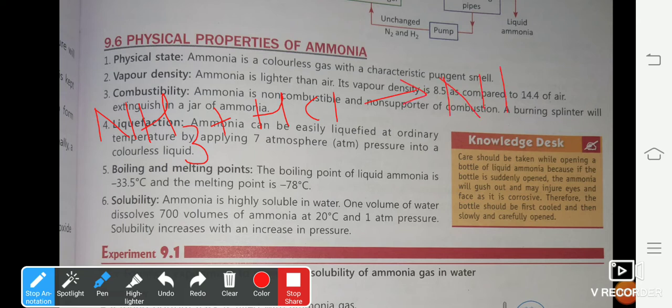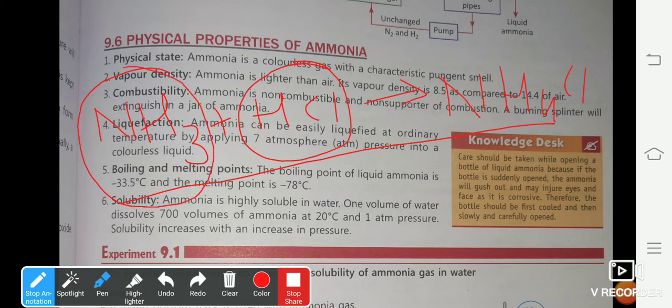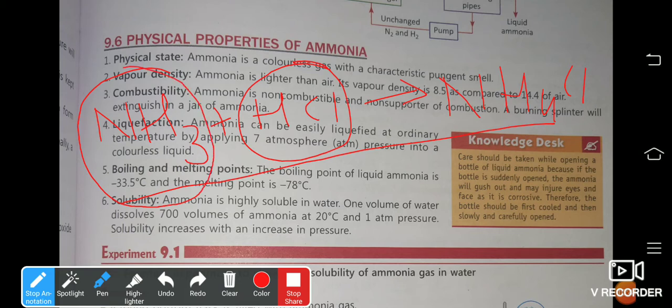They will react and form ammonium chloride. Again, the white dense fumes. The same test is used for the identification of HCl. At the same time, it can be used for the identification of ammonia. If you want to test ammonia, you have to bring a glass rod dipped in HCl. If you want to test HCl, you have to bring a glass rod dipped in ammonia.